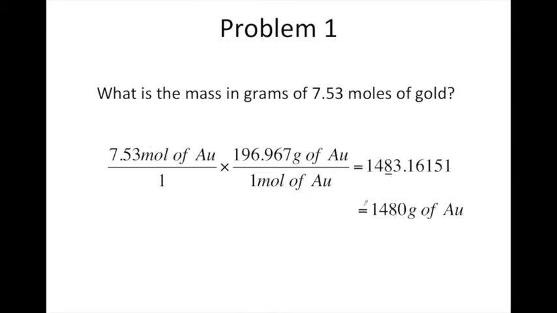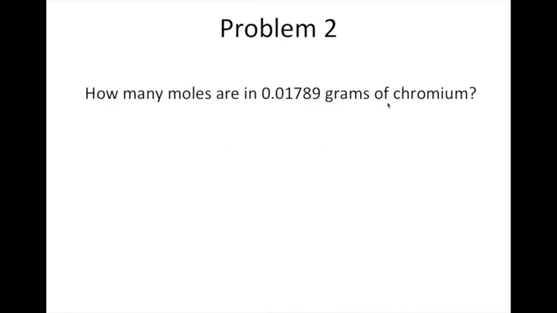Now, all of our numbers must be to the correct number of sig figs. This has 3. This has 6, so my answer will have 3. So 1,480 grams of gold is equivalent to 7.53 moles. Let's try another one. Again, get your periodic table. Use dimensional analysis to solve this problem. Pause the video.